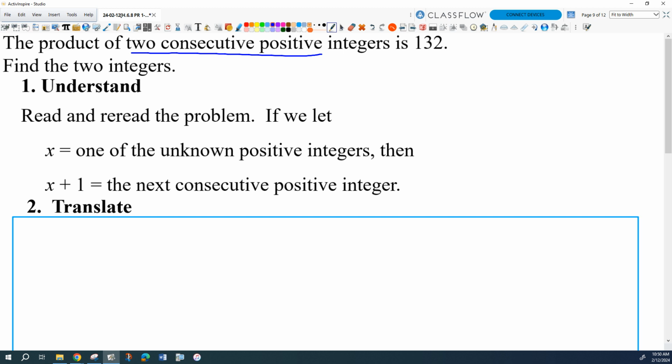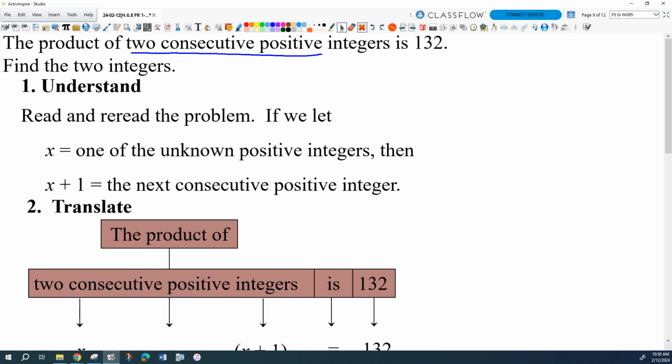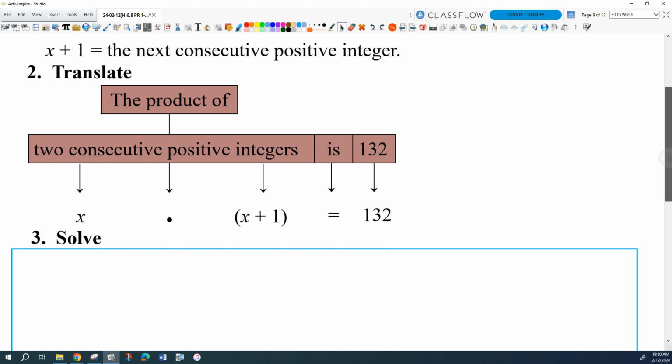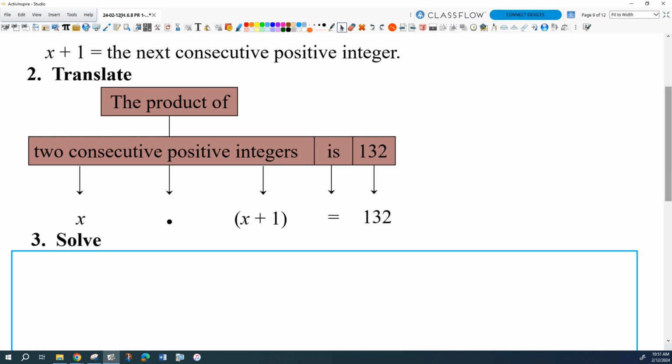How are we able to translate that into a math problem then? What would we get? 2x plus 1. Wait. Okay, good. X times x plus 1. X times x plus 1 is equal to 132, right? Okay. Product of 2 consecutive integers, that's my x times my x plus 1.